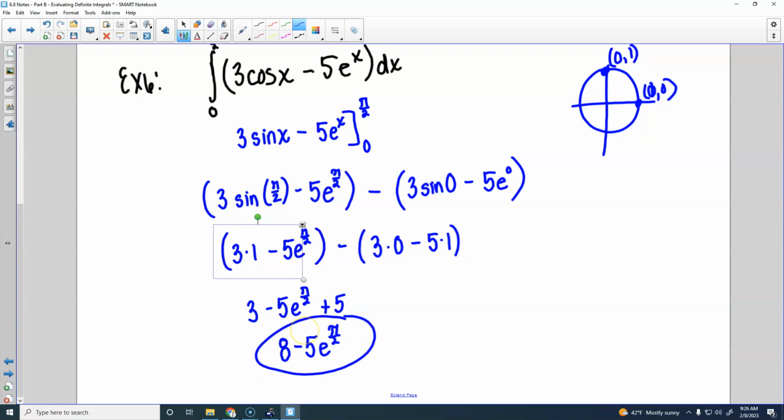I don't like problems that still have e's and pi's in their answer, but unless this was calculator active, that would be the best you could do. Okay, questions?